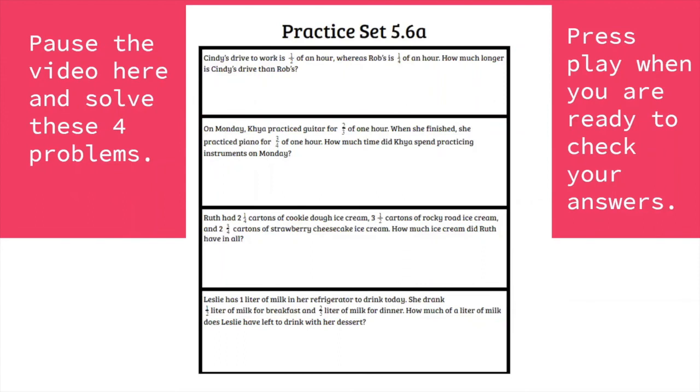The next problem, Ruth had 2 1/4 cartons of cookie dough ice cream, 3 1/2 cartons of Rocky Road ice cream, and 2 3/4 cartons of strawberry ice cream. How much ice cream did Ruth have in all? And the last problem, Leslie has 1 liter of milk in her refrigerator to drink today. She drank 1/2 liter of milk for breakfast and 2/5 liter of milk for dinner. How much of a liter of milk does Leslie have left to drink with her dessert? Pause the video here and solve these 4 problems. Press play when you are ready to check your answers.